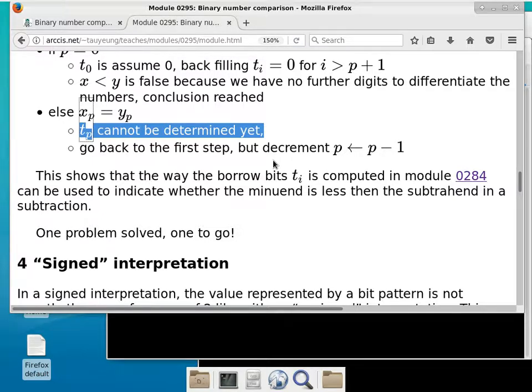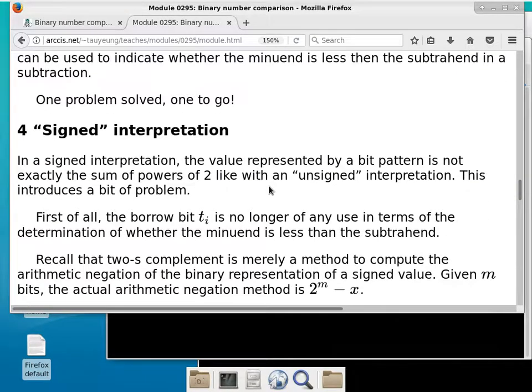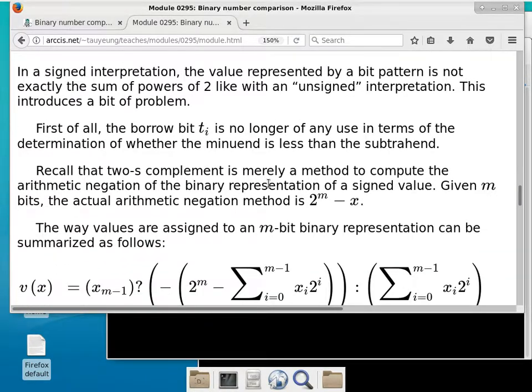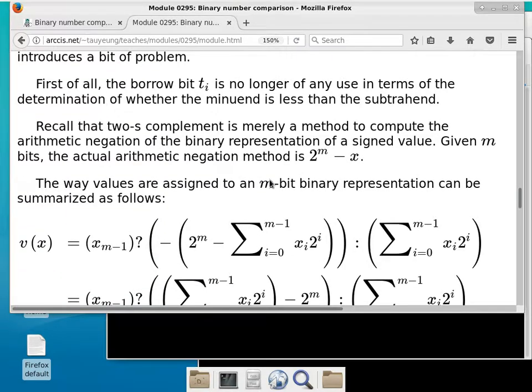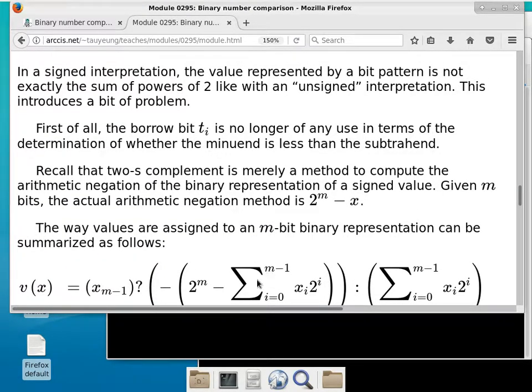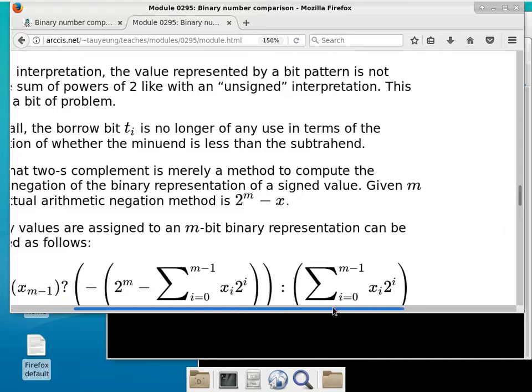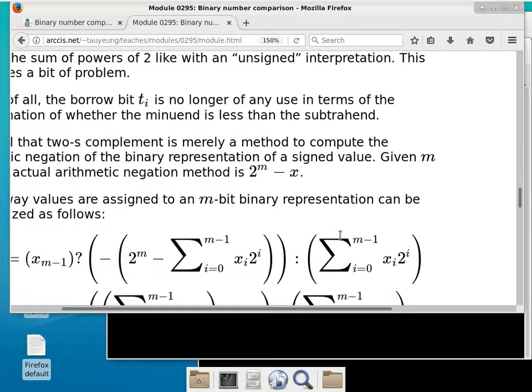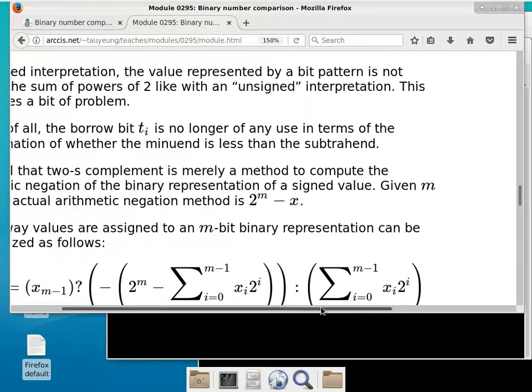Then what about signed numbers? Well, as it turns out, they're a little bit more problematic, okay? So the first thing I want to go through with signed interpretation is, how do we look at the value of a bit pattern but interpret it as a signed number, okay? All right, so we'll take a look at this big equation here, and as you can see, in some of the rows, it gets a little bit long, okay?